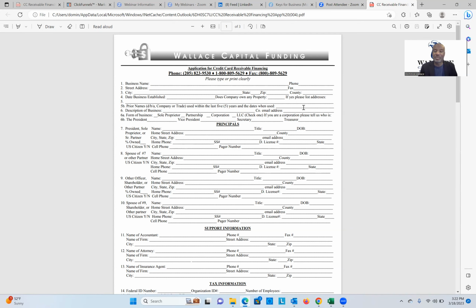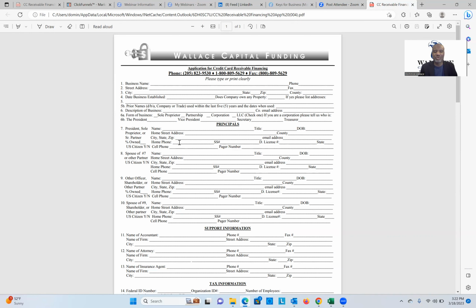The company name, a company email address, the form of your business: a sole proprietorship, partnership, corporation, or LLC. So you check that. The president, write down if you're the president, and if you have a vice president, secretary, treasurer, just write the names of those individuals there. All right. So the principals. Whoever is the majority owner of the business, you put your name here, your title, your date of birth, your home address, county, city, state, your personal email address, phone number.